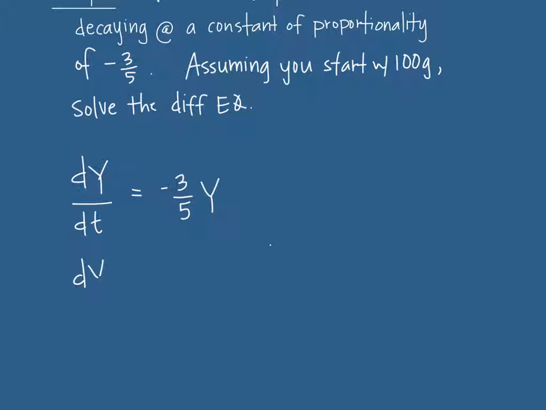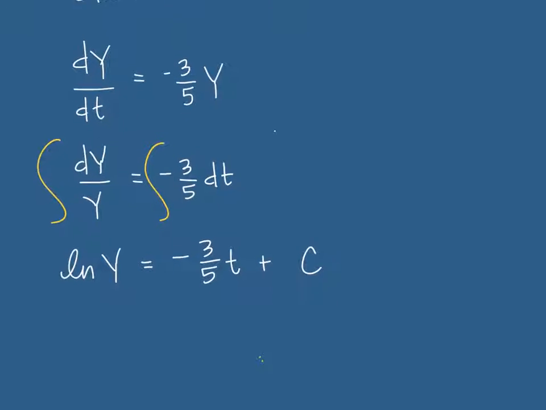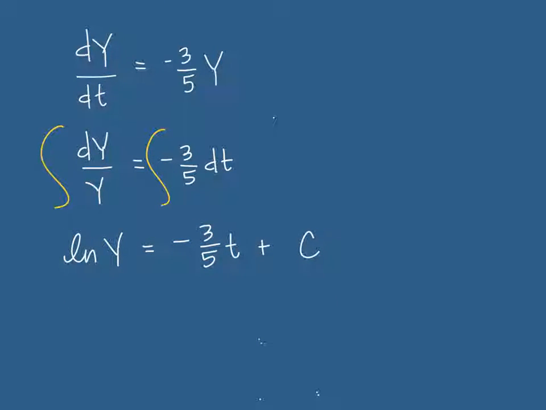So we will separate dy over y equals negative 3/5 dt. We'll integrate. The natural log of y is going to be negative 3/5 t plus the constant c. And now we know that our initial condition at the outset of time is 100 grams. So that will leave me with the natural log of 100 equals the constant c.